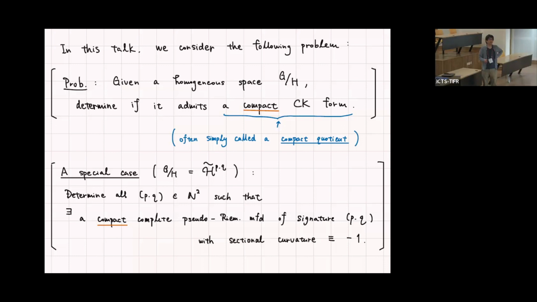Okay, and as a special case, you can consider the case of G mod H equals HPQ tilde. Then this problem is equivalent to asking to determine all pairs PQ of natural numbers such that there exists a compact complete pseudo-Riemannian manifold of signature PQ with sectional curvature -1.